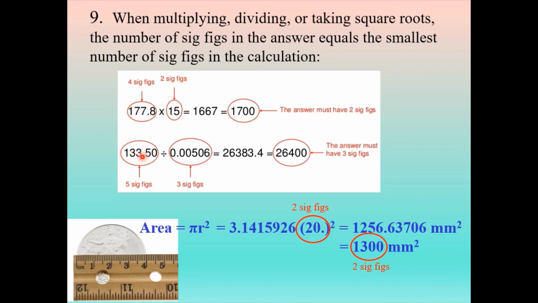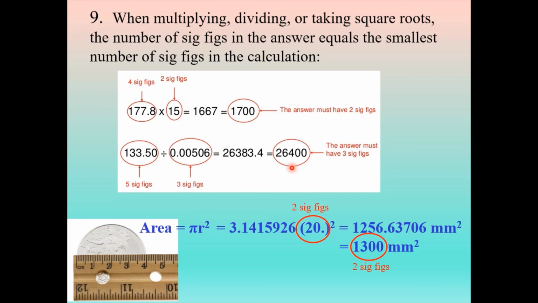Another example here, 1.3350. Now this is 5 sig figs according to our rules. We're going to divide this by 0.00506. Remember, these leading zeros do not count, so this number only has 3 sig figs. So if we do this on our calculator, we'll get 26,383.4. However, remember we have to use the smaller of these 2 numbers of sig figs, so our answer has to have 3 sig figs. So we have to round this to 3 sig figs. So basically we have 2, 6, and this next third sig fig here rounds up to 4. So our answer is 26,400.